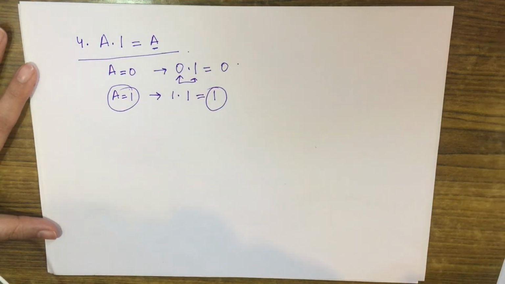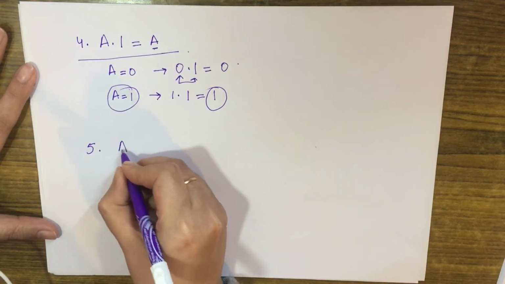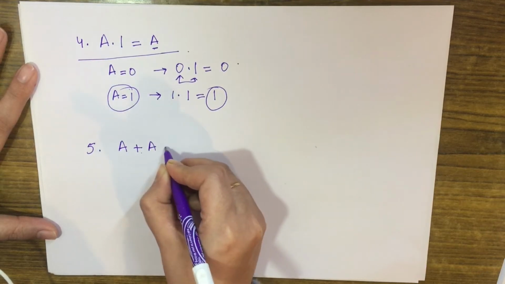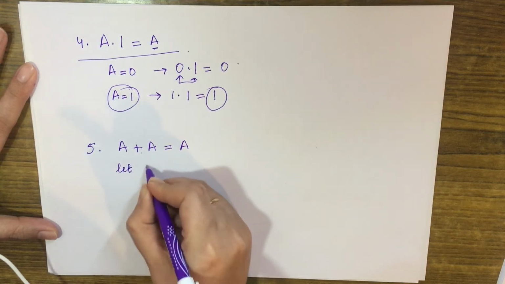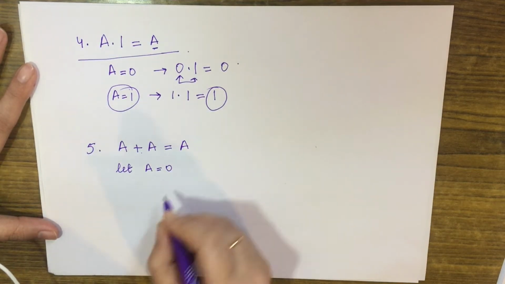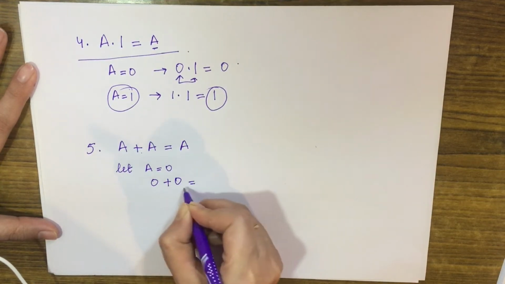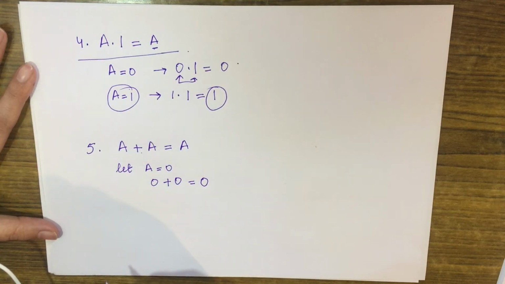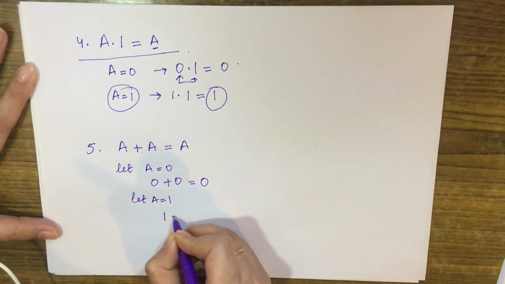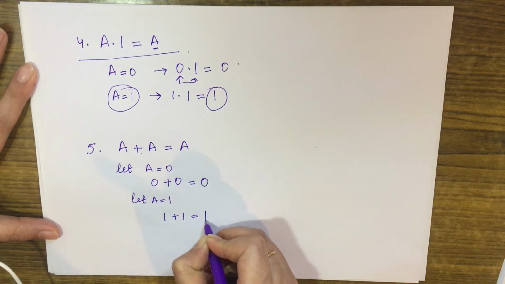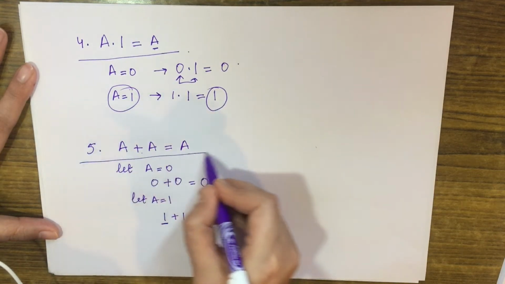Now we will take rule 5. Rule 5 is a OR a is always equivalent to a. Say we let a equal 0. So that means 0 OR 0. What is 0 OR 0? That is always 0 according to the OR truth table. If I let a as 1, 1 OR 1 is equal to 1. This means again the output is equal to a. So this is rule 5.